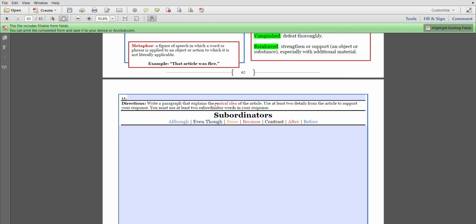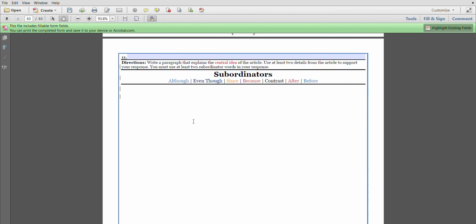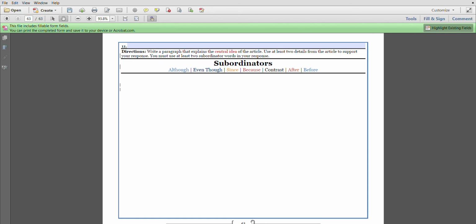Question 11. Directions. Write a paragraph that explains the central idea of that article we just read. Use at least 2 details from the article to support your response. You must use at least 2 subordinator words in your response. So your response must contain at least 2 of these: although, even though, since, because, contrast, after, before. You're going to type your response here. All right. And that marks the end, page 63 of the packet.